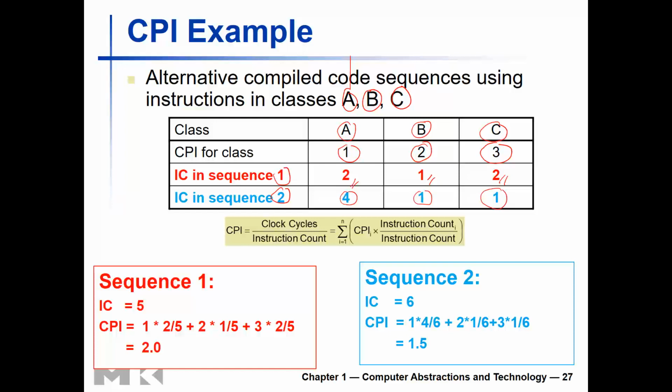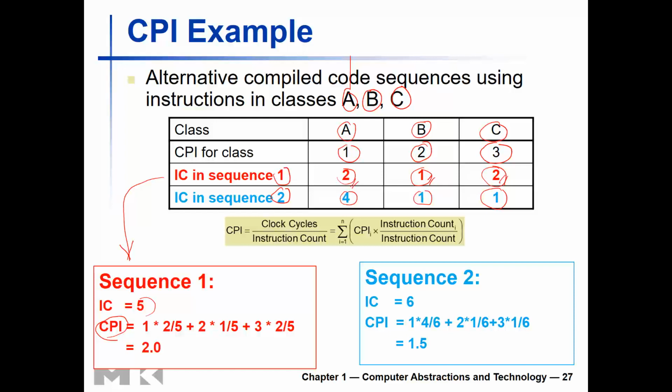Now, we need to compute the average CPI. Now, how many instructions do I have? For program 1, we have 2 plus 1 plus 2 instructions, that is 5 instructions. That's the instruction count.